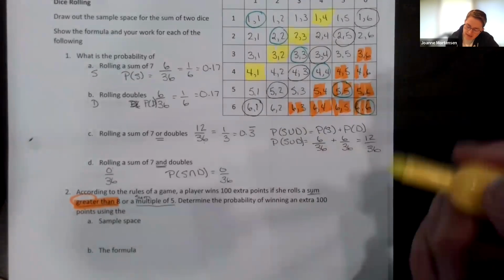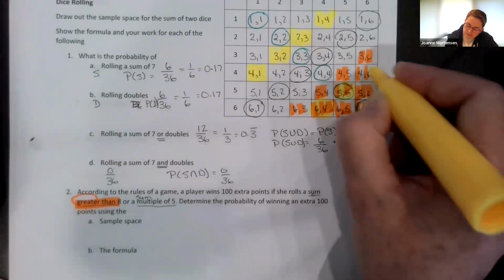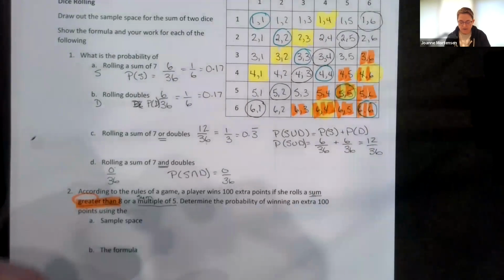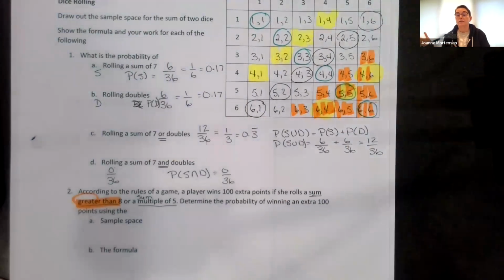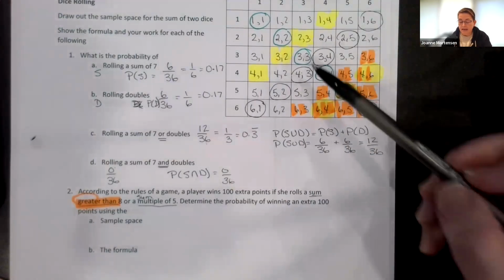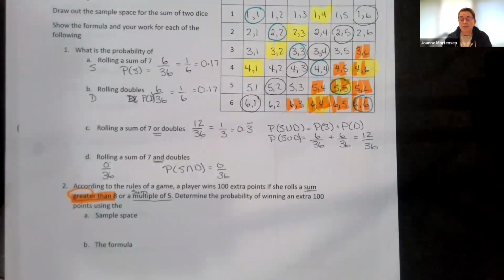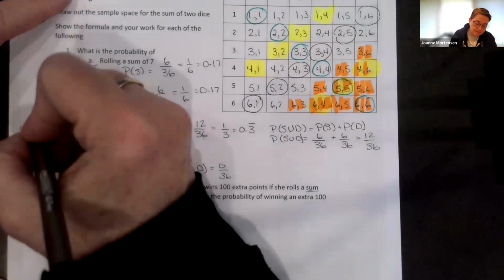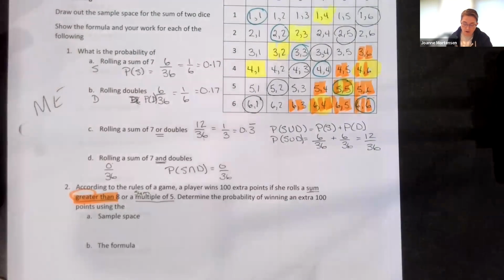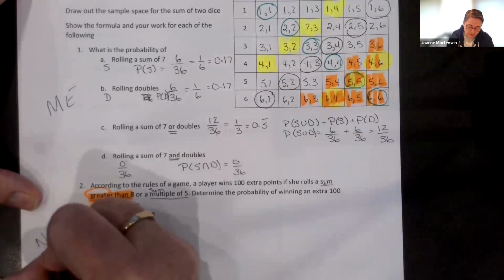But 10 is also a multiple of 5. So these ones here also count. So I hope already you noticed the difference, and you probably did before I even did all my pretty little coloring, is that the first one that we did here, there was no overlap. They were mutually exclusive. Whereas here, it's not mutually exclusive.